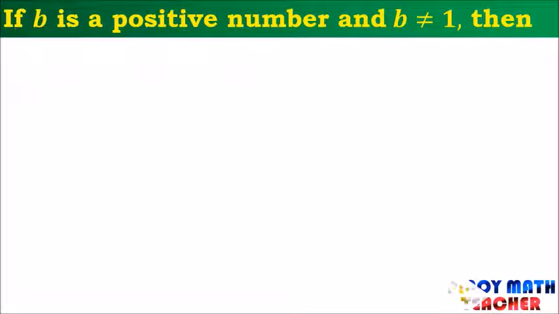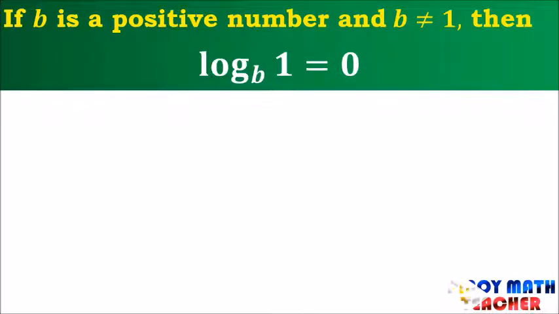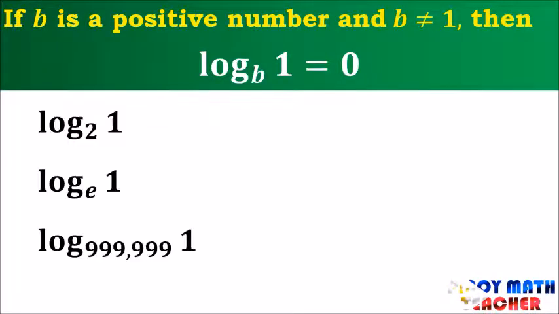So if b is a positive number and b is not equal to 1, we have logarithm of 1 with base b equals 0. Ibig sabihin lang nito, ang logarithm ng 1 sa kahit anong base, so following our restrictions, ay automatic na 0. Tulad ng mga examples ko dito, so we have logarithm of 1 with base 2. So that is equal to 0 dahil 1 yung argument.